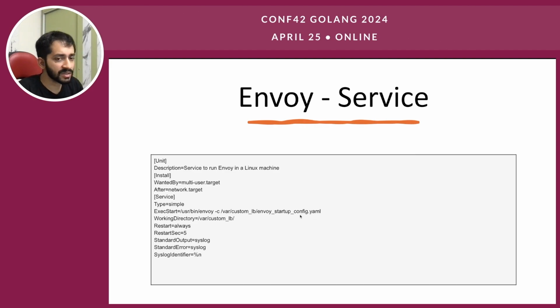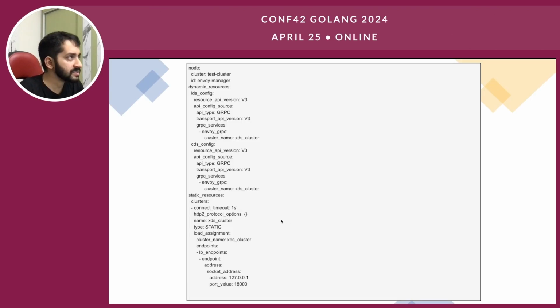That way it knows how to interact with our control plane. This is the configuration that we would want to bring up Envoy with, and these are some of the service discovery components of Envoy. In this case, LDS config would be listener discovery service, and CDS would be cluster discovery service. So our Envoy would boot with these two discovery services enabled, and as you can see here, it would be using gRPC to communicate and discover these services.